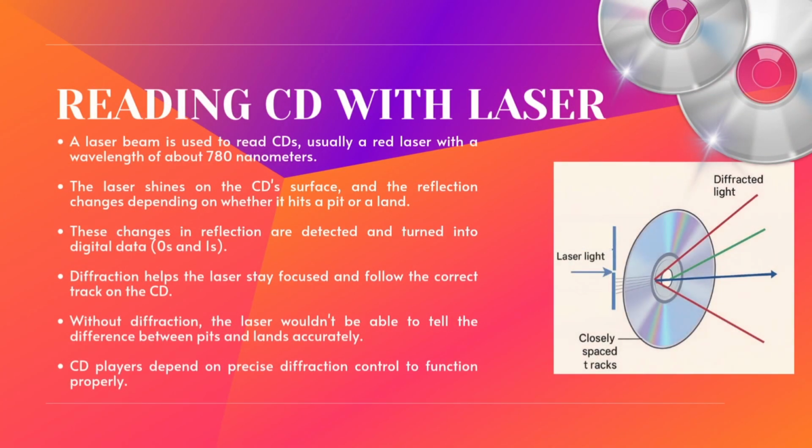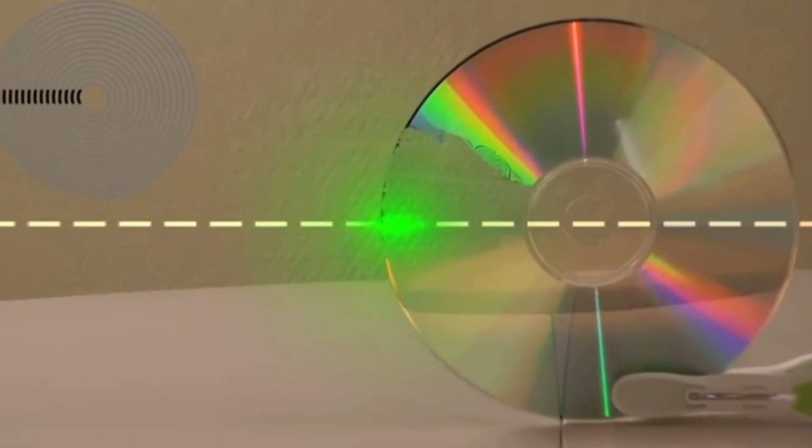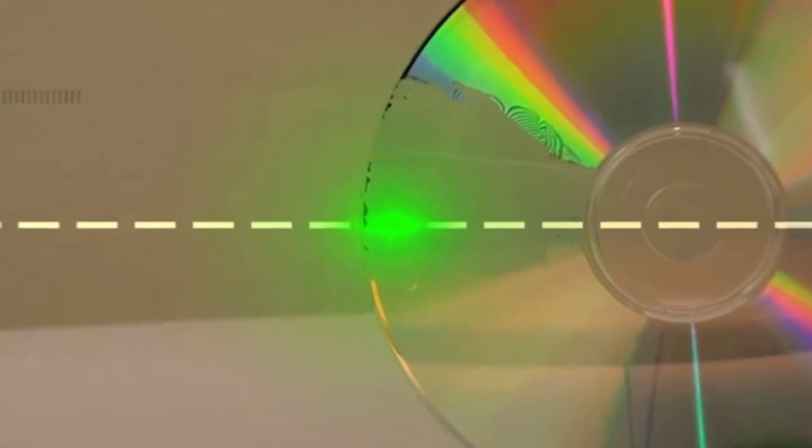A red laser with a wavelength of about 780 nanometers is used to read CDs. The laser shines on the CD surface and reflects differently depending on whether it hits a pit or a land. These differences are read as digital data, which is ones or zeros.